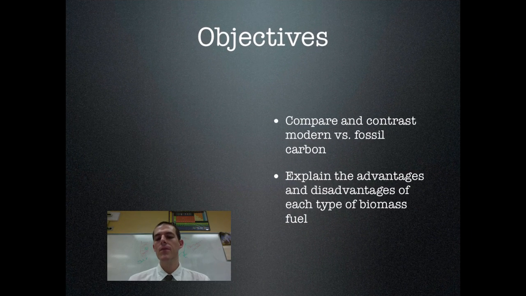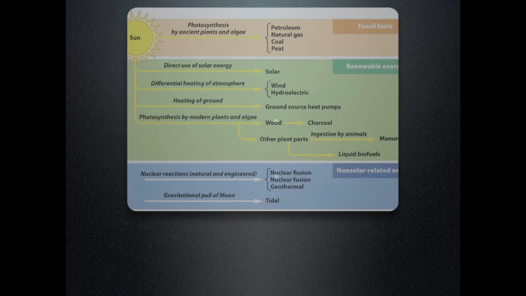By the end of this video, you want to be able to compare and contrast modern versus fossil carbon and explain the advantages and disadvantages of each type of biomass fuel. So the rest of the videos for this series is going to be all about alternative forms or renewable forms of energy. So today we're going to talk about biomass and then we'll wrap up the series.